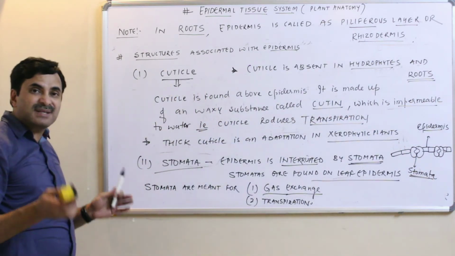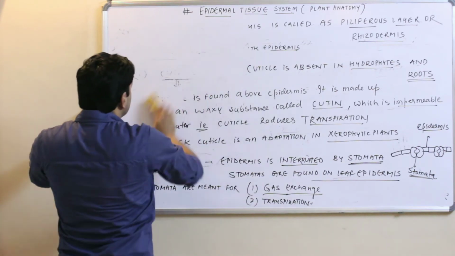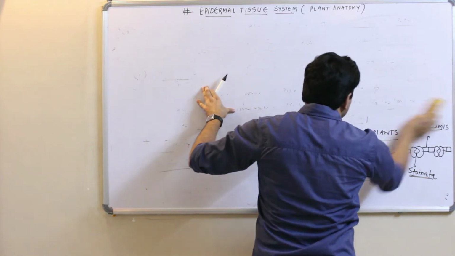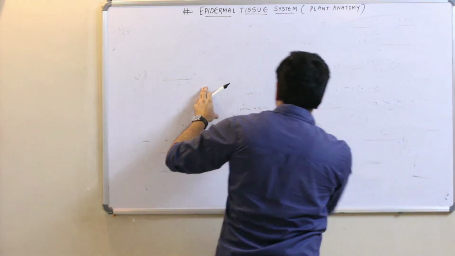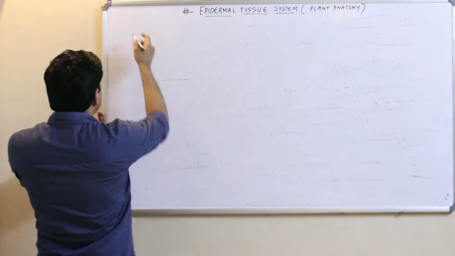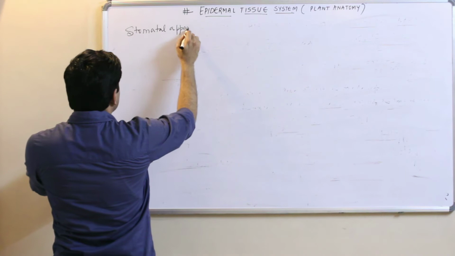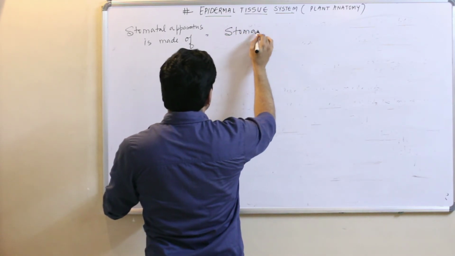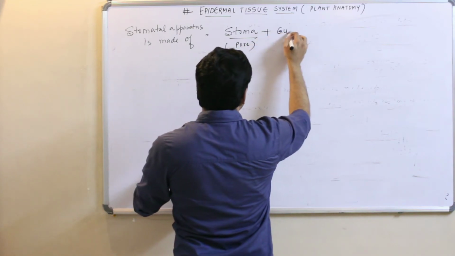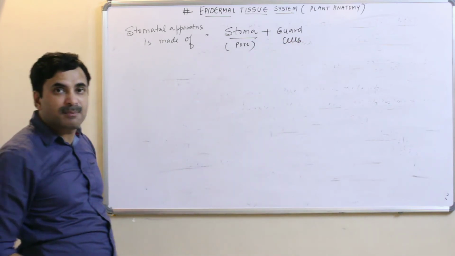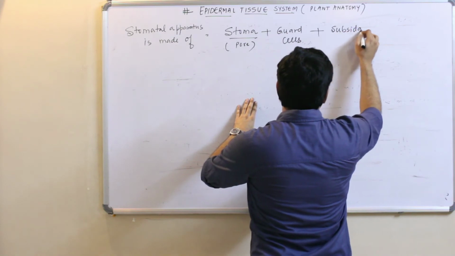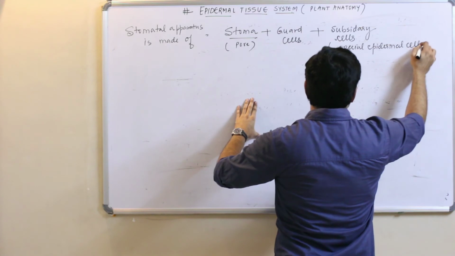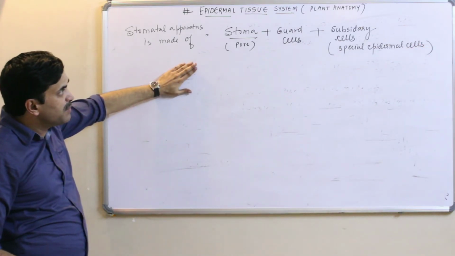Okay. Now let's talk something about the stomata. What is the structure involved? A stomatal apparatus is made of a stoma. Stoma is the pore. Stoma plus guard cells plus subsidiary cells. Subsidiary cells are special epidermal cells. So a stomatal apparatus is made of stoma plus the guard cells plus the subsidiary cells.